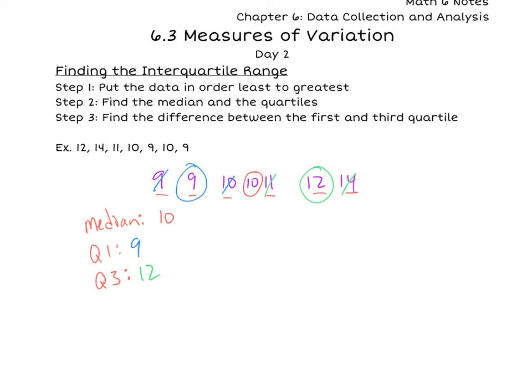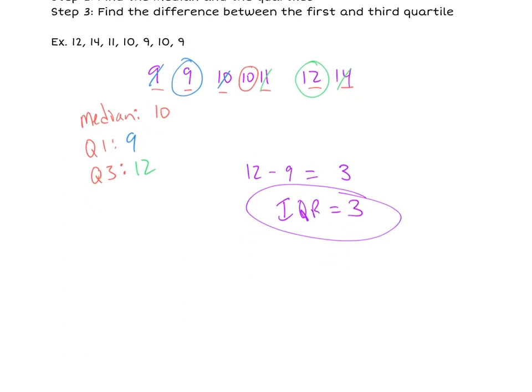Last step, step 3, find the difference. Difference is what kind of math problem? A subtraction problem between the first and third quartile. So you're going to say 12 minus 9 equals 3. So my IQR, my interquartile range, equals 3. That's all you've got to do today.